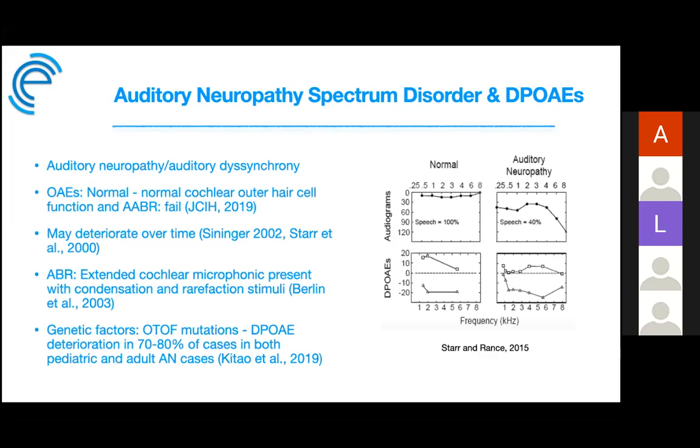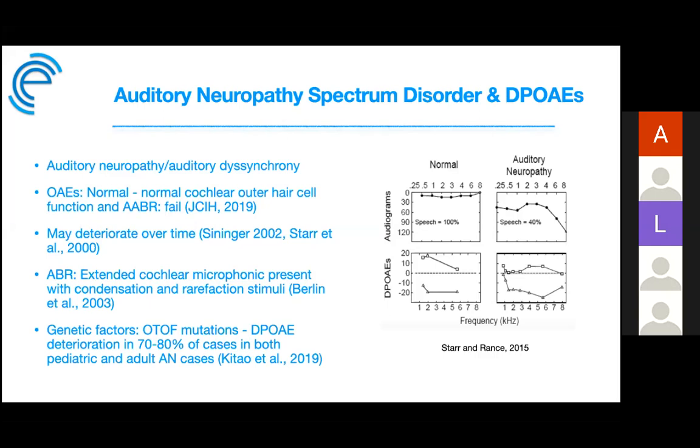Okay, so we know that typically they're going to have normal OAEs, but that being said, there are some children with auditory neuropathy that do have absent OAEs, even though they have evidence of cochlear function based on the presence of cochlear microphonics with the ABR. They'd have extended cochlear microphonics with the condensation and the rarefaction stimuli. There are also two other studies that have shown the gradual loss of the OAE reactions in pediatric cases, done by Mittal in 2012 and previously by Deltner in 1999.